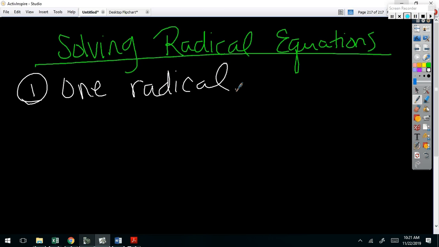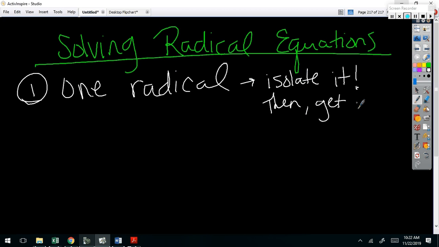All right. If you see one radical in your equation, what you're going to work to do is isolate it. What does that mean? Get it by itself. Isolate it, and then get rid of it. Get it gone.